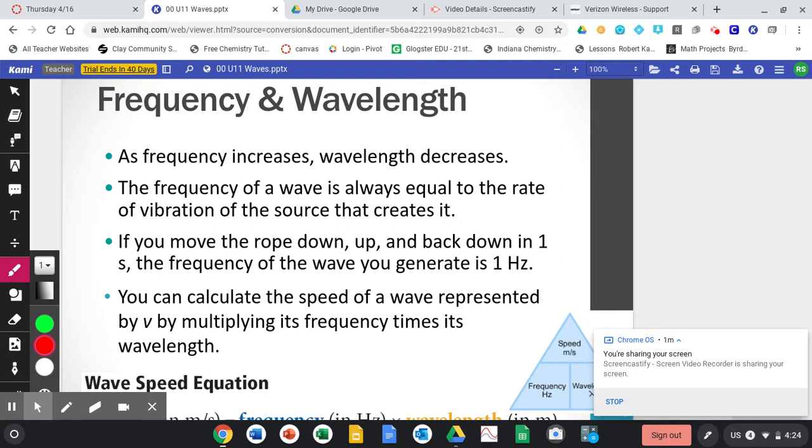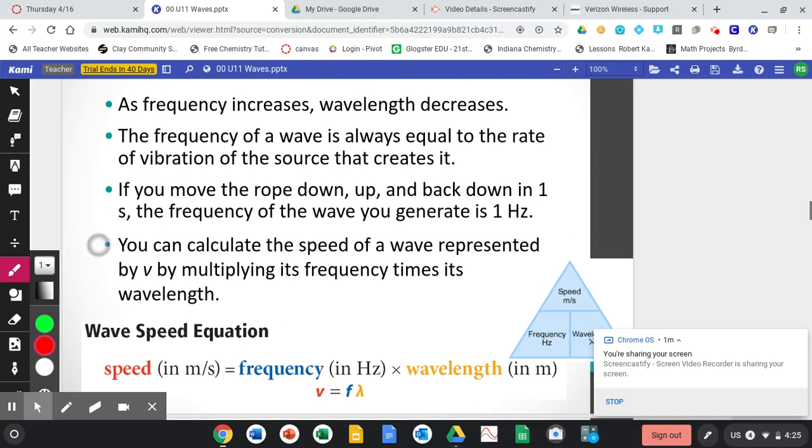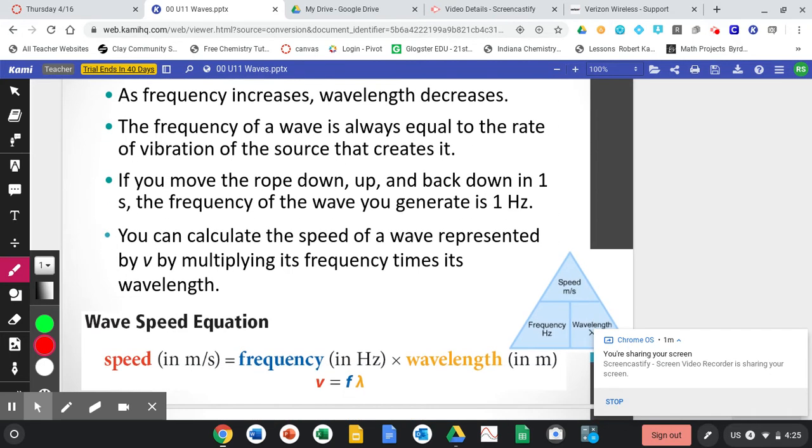Let's take a look at the two that we will be discussing the most and have on your homework assignment, and that's frequency and wavelength. As frequency increases, wavelength decreases. That means they are inversely proportional. That means if you multiply them together, they will equal a constant. And so if you take frequency times wavelength, you'll end up getting the speed of the wave, and that is the wave speed equation. And so the frequency of a wave is always equal to the rate of vibration of the source that creates it.